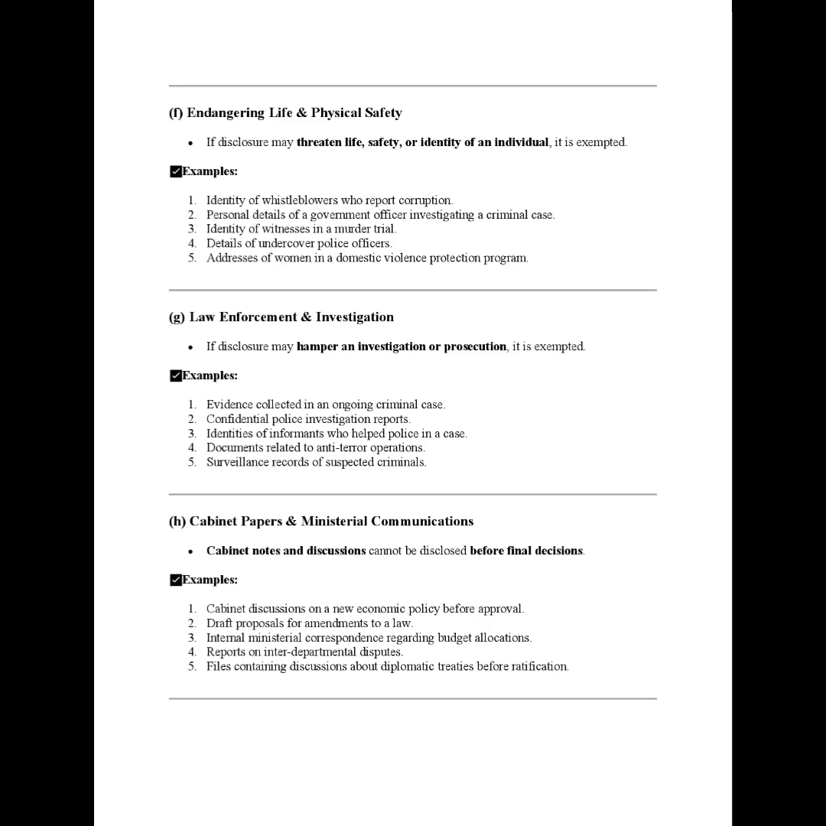H. Cabinet papers and ministerial communications: cabinet notes and discussions cannot be disclosed before final decisions. Examples: 1. Cabinet discussions on a new economic policy before approval. 2. Draft proposals for amendments to a law. 3. Internal ministerial correspondence regarding budget allocations. 4. Reports on interdepartmental disputes. 5. Files containing discussions about diplomatic treaties before ratification.